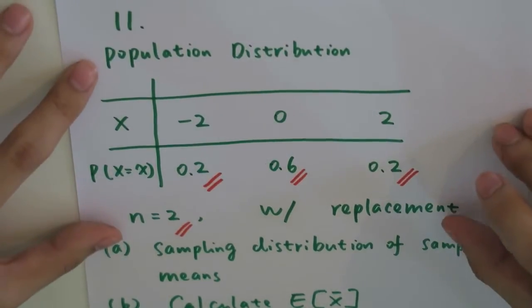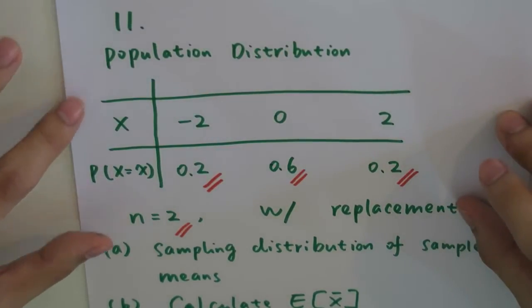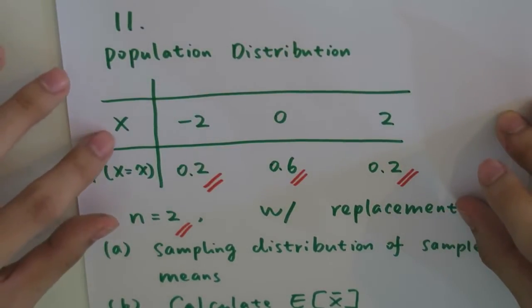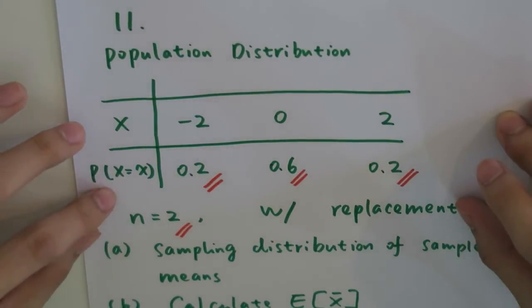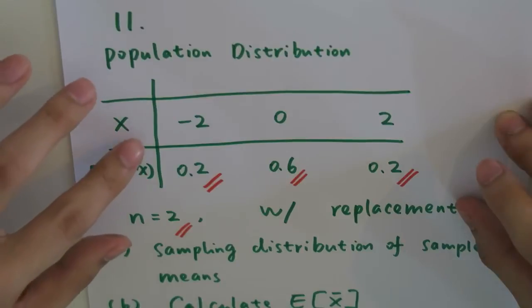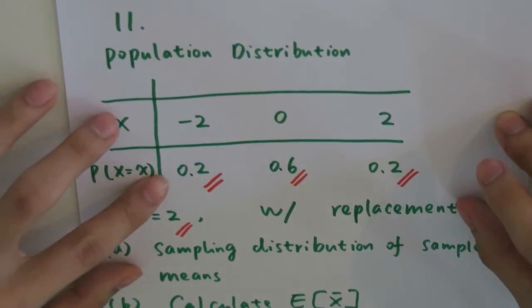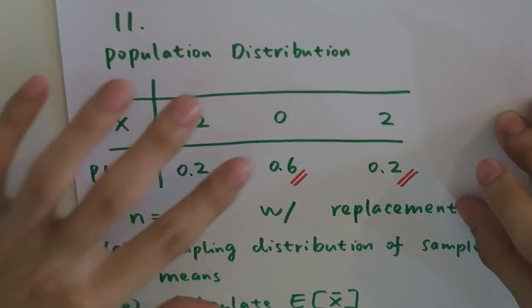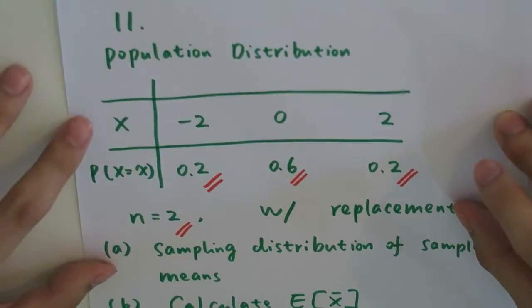So in this question, we are given our population distribution. The distribution is given in the form of a table. The first row is possible values of x, and the second row are the probabilities. When x is equal to -2, the probability is 0.2, and 0, 0.6, 2, 0.2.